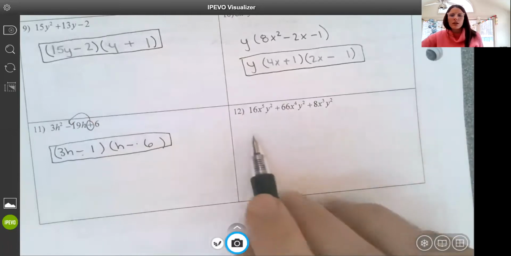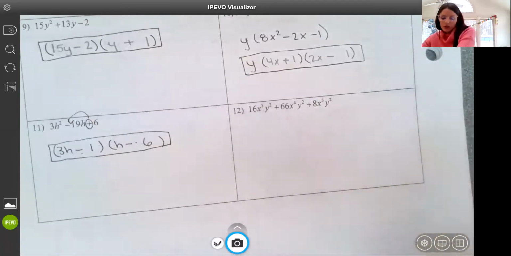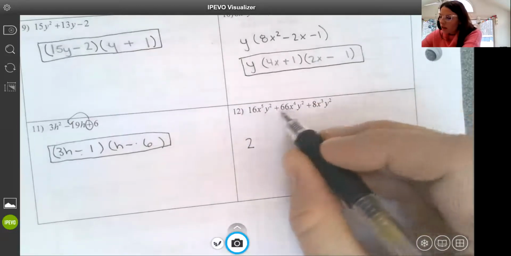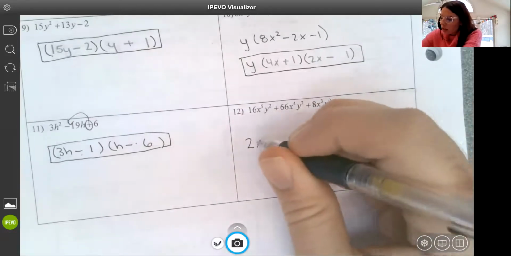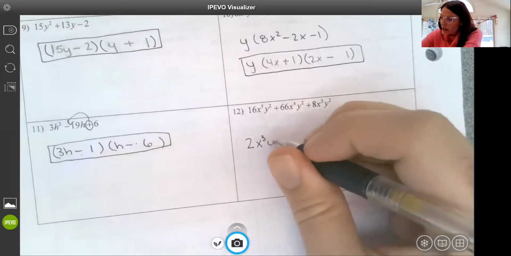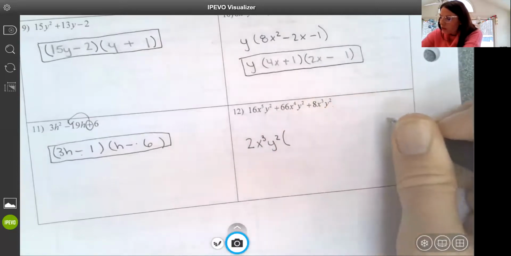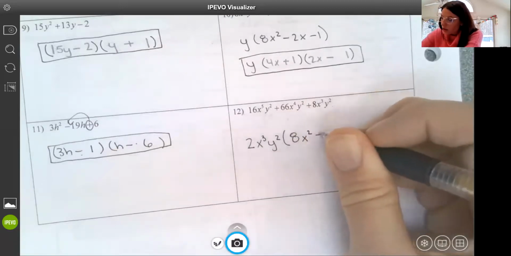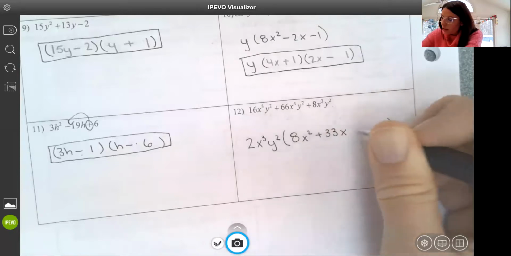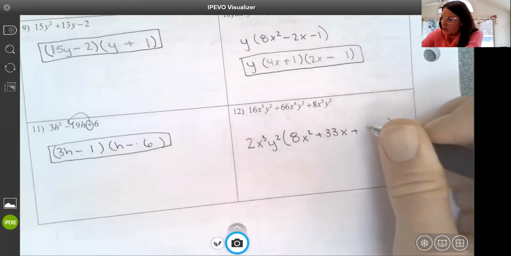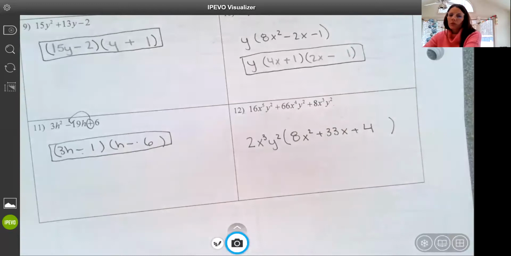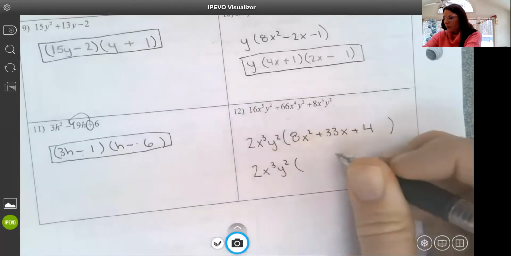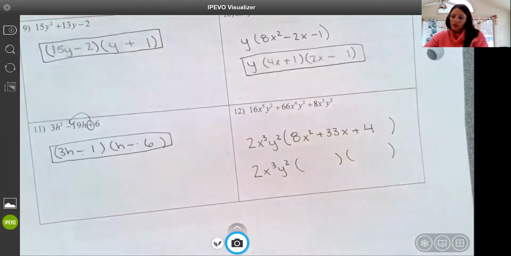So now let's look at 12 together. So looking at just the integers, I can divide a 2 out of all of my terms. And then least variable, so I can take an x cubed out and a y squared from each term. That's going to leave me with 8x squared plus 33x plus 4, okay? And now I still have that 2x cubed y squared out front. I'm going to factor what remains.